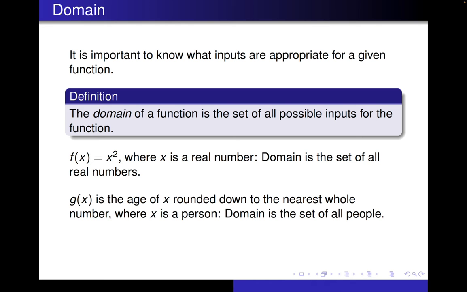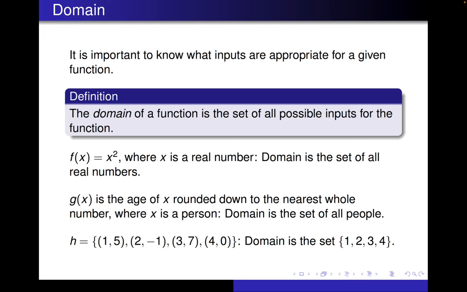And then finally, if you look at the ordered pairs (1, 5), (2, -1), (3, 7), (4, 0), you can just look at the inputs from the x-coordinates, right? The first input is 1, the next is 2, the next is 3, the next is 4. So that means the domain is the set of the numbers 1, 2, 3, and 4.